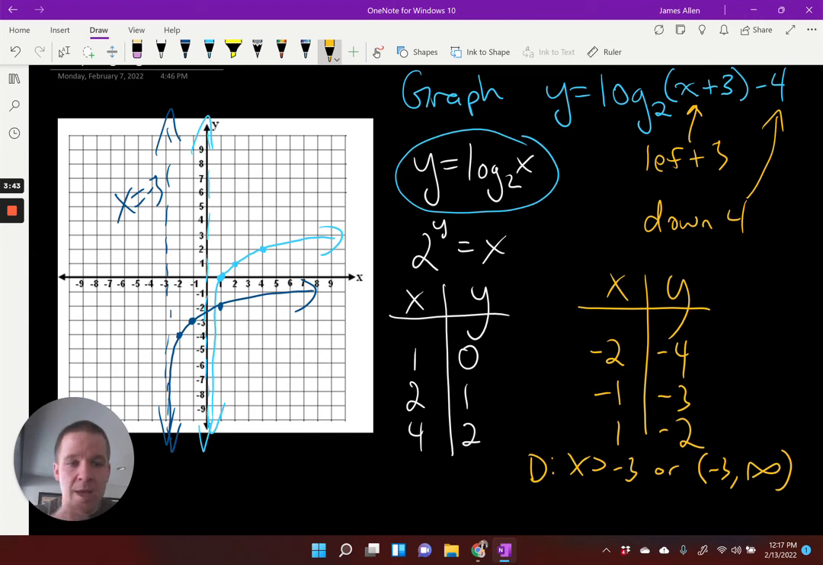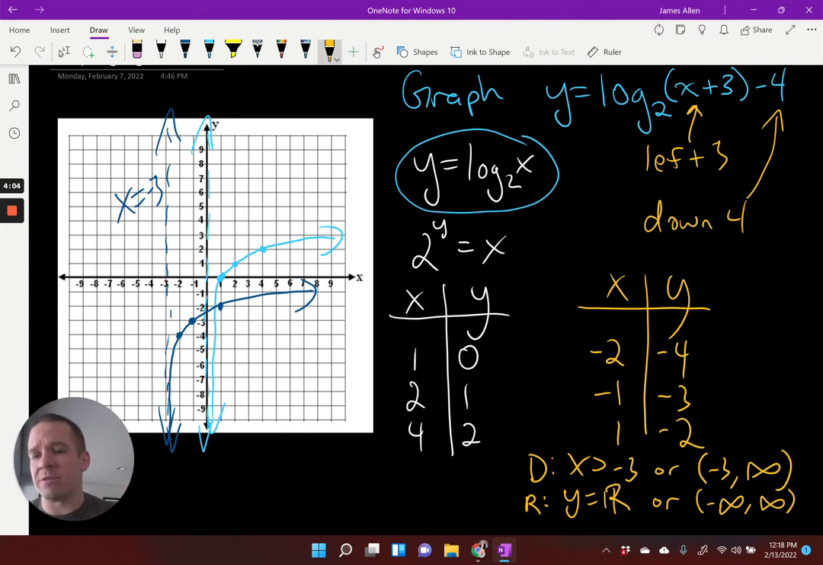There we go. And then for my range, those are my y values. It never stops going down, and it never stops going up. So it's y equals all real numbers, or you could say from -infinity to infinity if you wanted to do interval notation. So there you have it. We got ourselves a wonderful log graph. We use exponentials to help us graph it, and then some transformations.